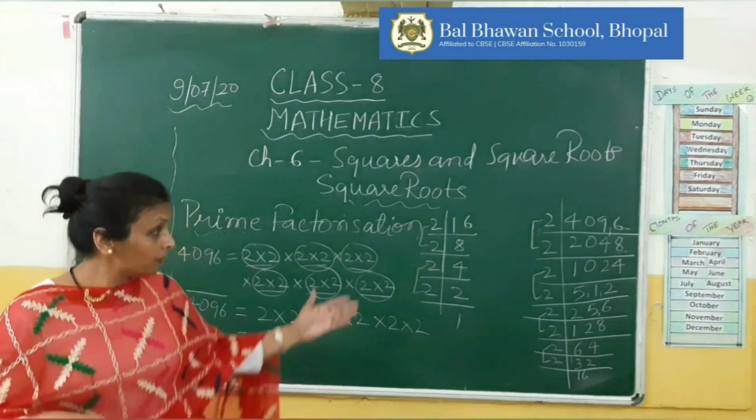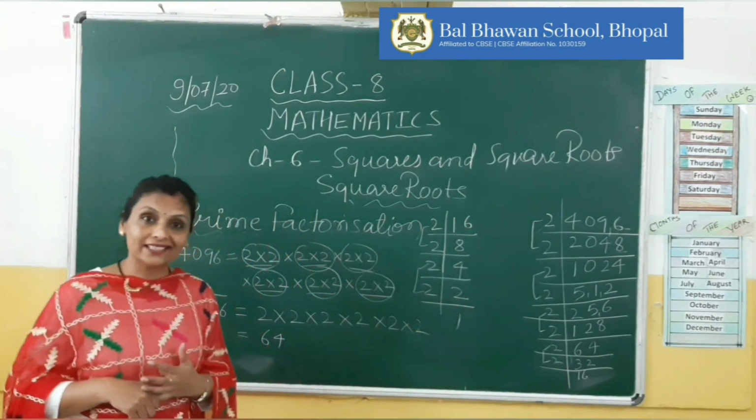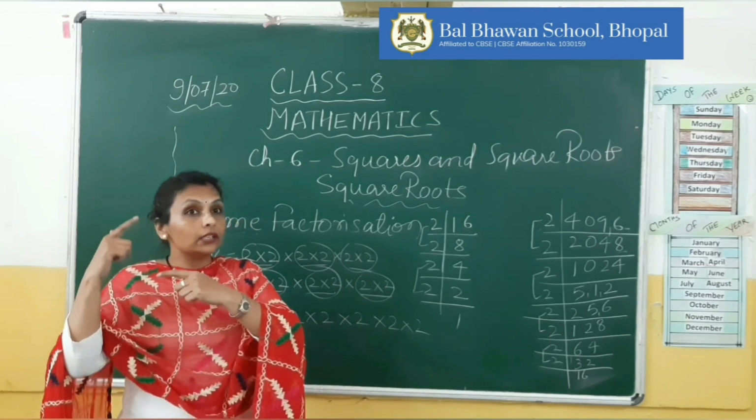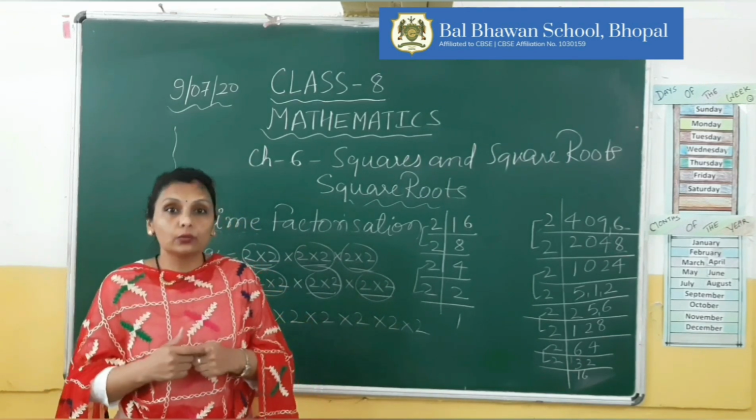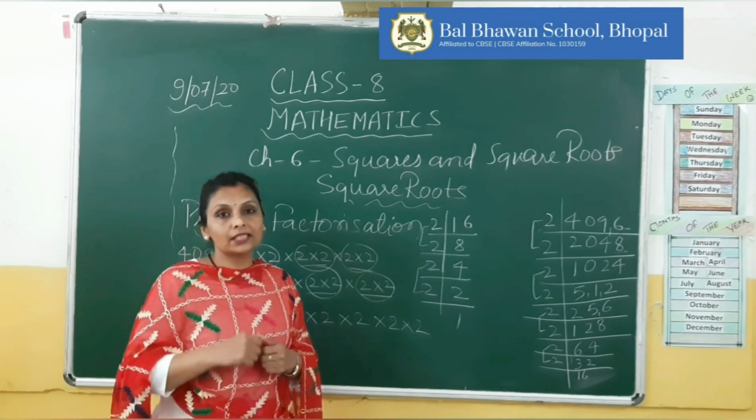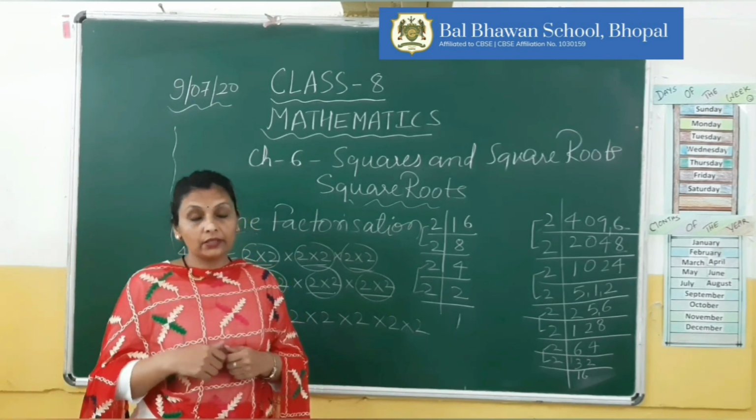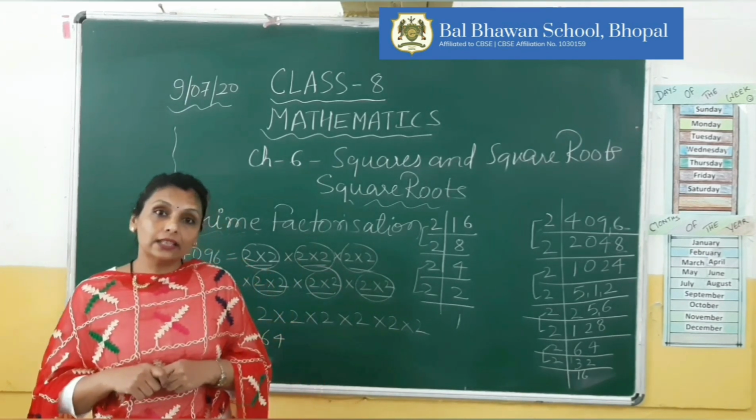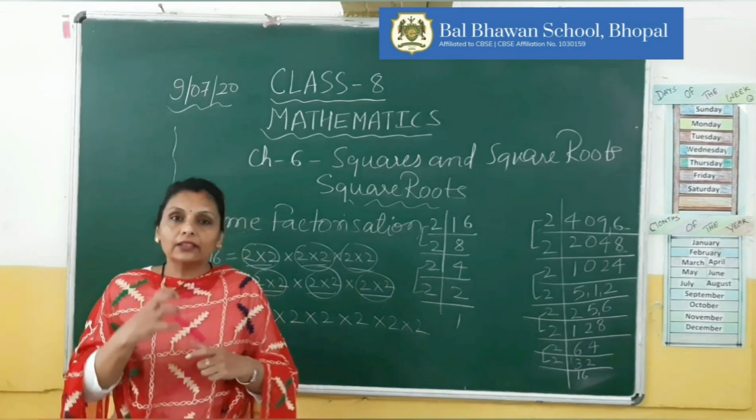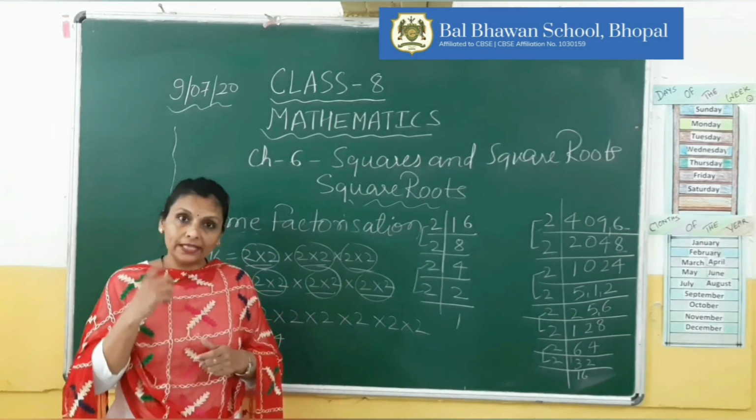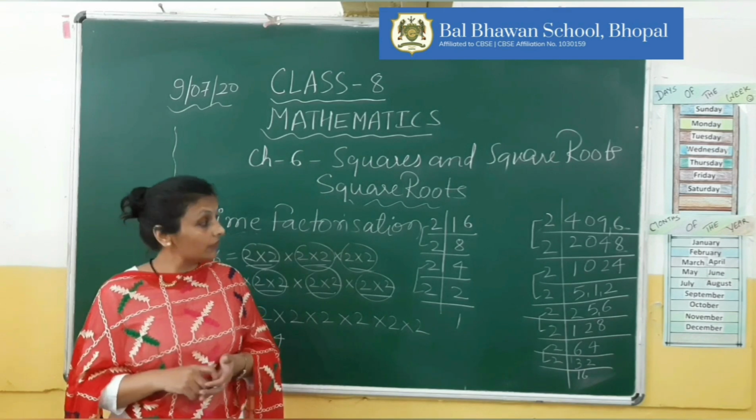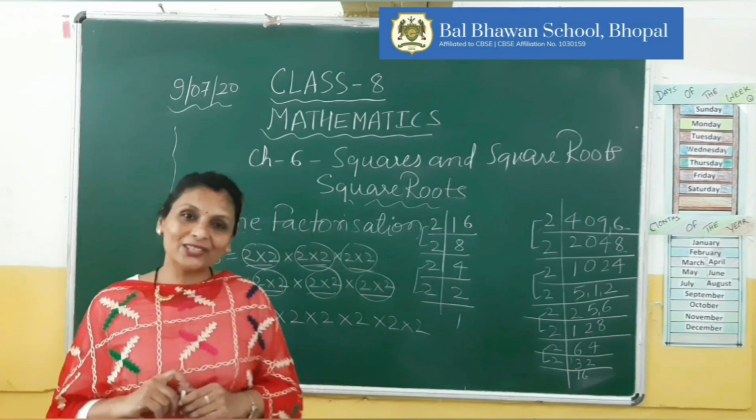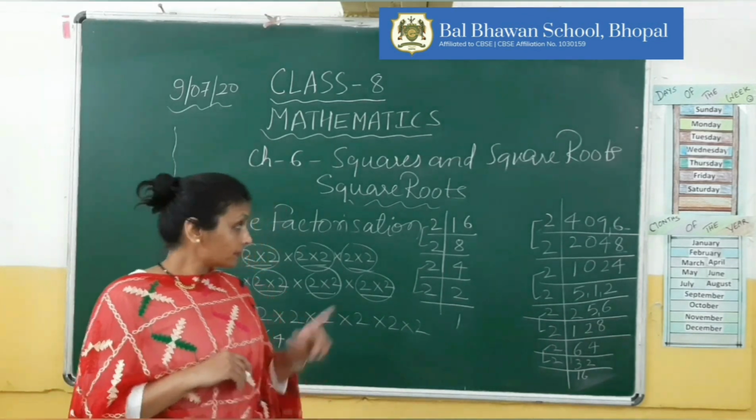Clear? I hope you all have understood how I factorized. And you know, children, you have to recall the concept of divisibility rules. How will we know that a number is divisible by 2, 3, 5, 7, 11? We have learned in class 6. So you have to strengthen the concept. Please go through all those divisibility rules that will help you to find out the square root easily.